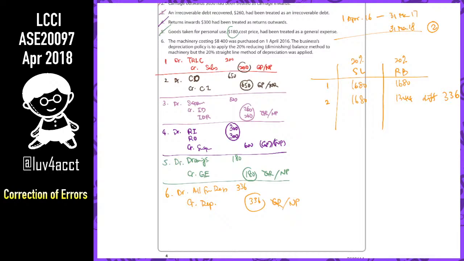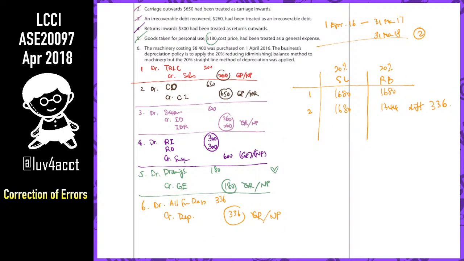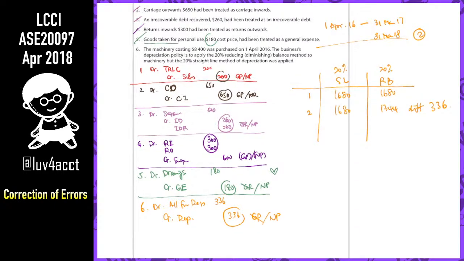Here there is something wrong with what I have written, and I am thinking about it. So again, let us take a look. Goods taken for personal use 180 have been treated as a general expenses. So the original entry will be to debit general expenses and then credit purchases, I think.